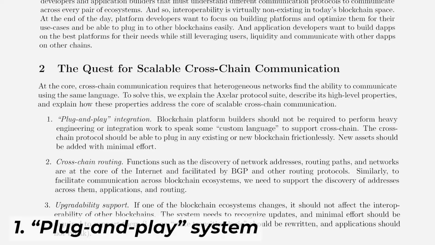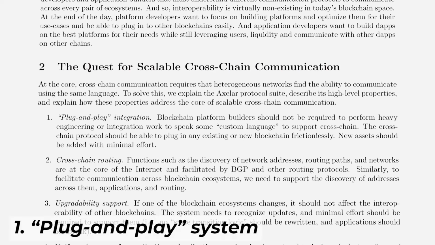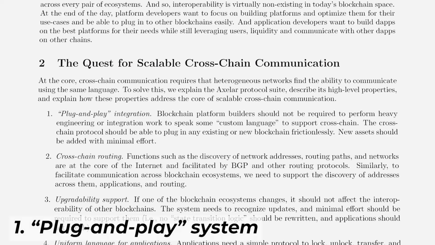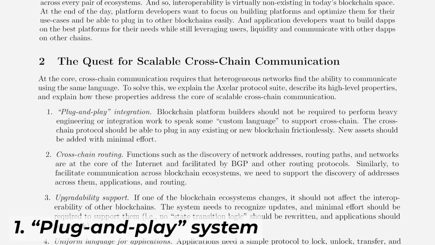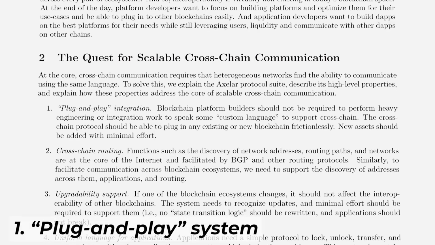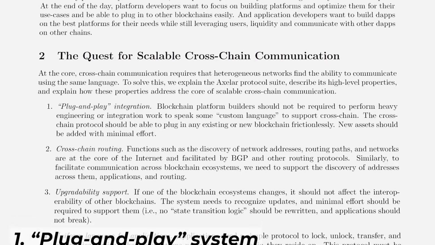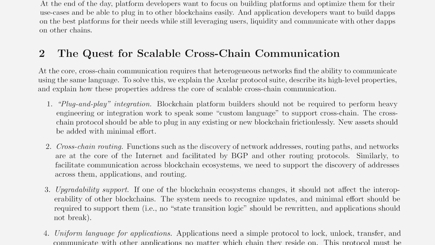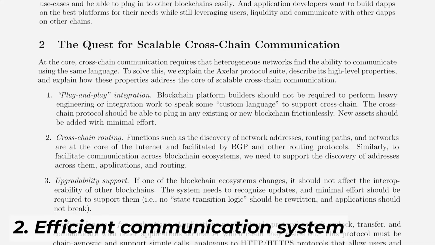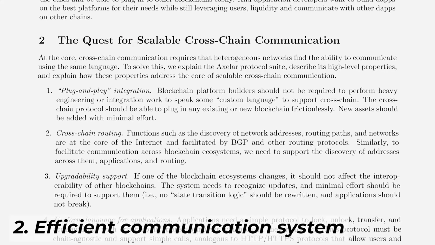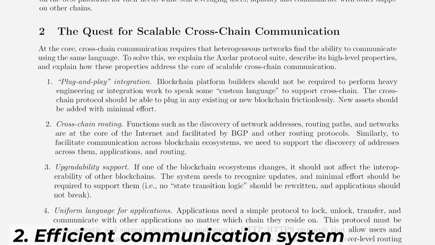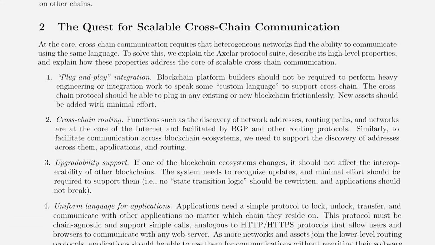And for it to be connected to Axelar, there must be no need for any modification on that network. No changes to the consensus protocol, no need to use a specific programming language, etc. The Axelar protocol should be made compatible with new blockchains very easily. That's the first objective. Secondly, Axelar must have a cross-chain routing system. The network must facilitate the discovery of addresses and applications across networks, and therefore it must facilitate the sending of data from one place to another.